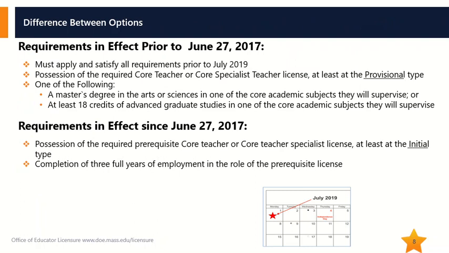Just a quick summary of the difference between the previously mentioned options to earn a supervisor director core license. The prerequisite license for those who apply and satisfy all requirements prior to July 1st of 2019 may be a provisional license, and a master's or 18 graduate credits in the core academic subject of the prerequisite license is required. Otherwise, the prerequisite license must be at least an initial license. Graduate coursework is not required. However, applicants must have at least 3 years of employment in the role of the prerequisite license.